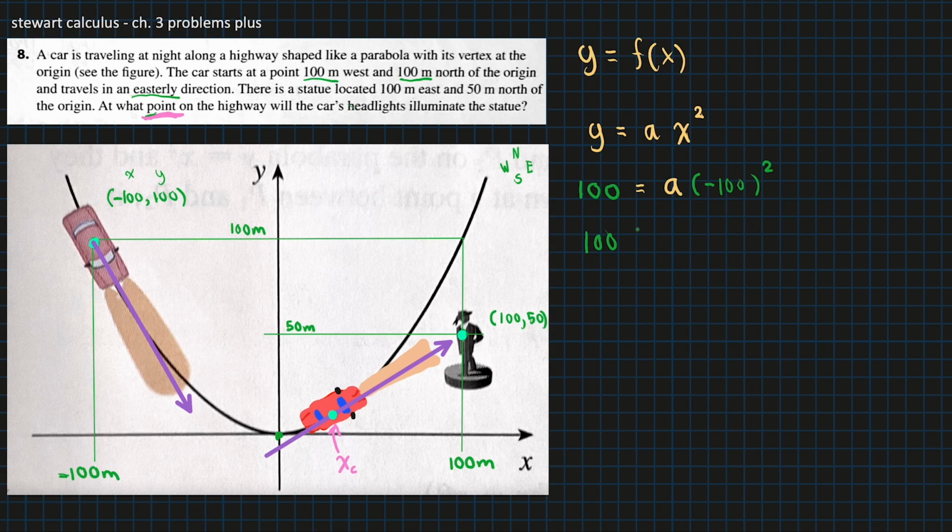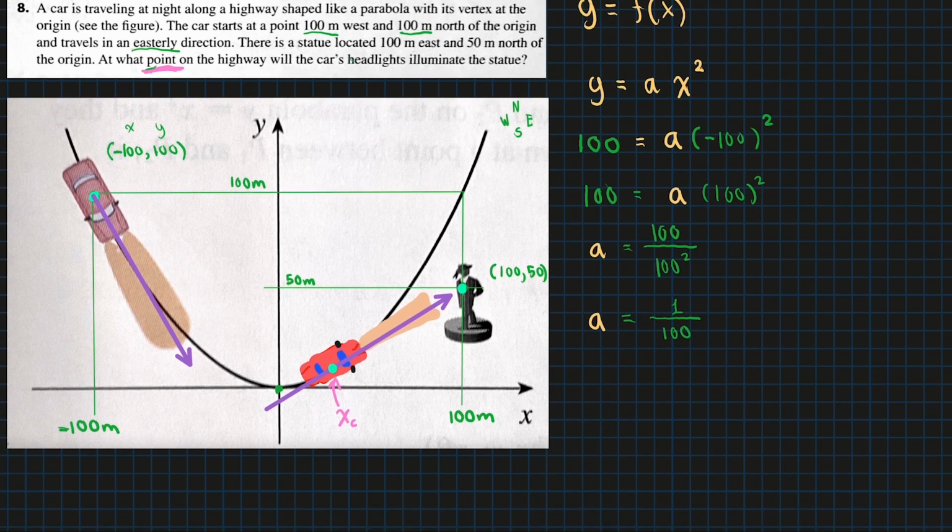Some simplifying we can do first, though, is on the left side, we still have 100, and we've got a here. Well, negative 100 squared is really just 100 squared, because if you square negative 1, it just becomes 1. So if we isolate for a, I'll put a on our left side, we can say that a is equal to 100 divided by 100 squared. If we have 100 squared in the denominator and 100 in the numerator, we can just cancel out one of those 100s. So a becomes 1 over 100.